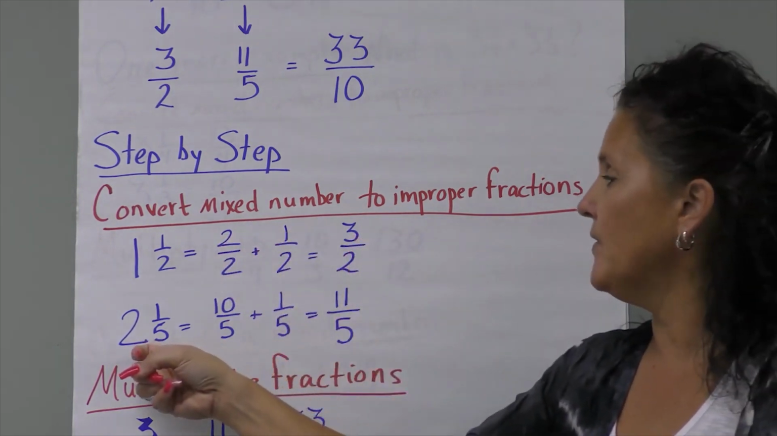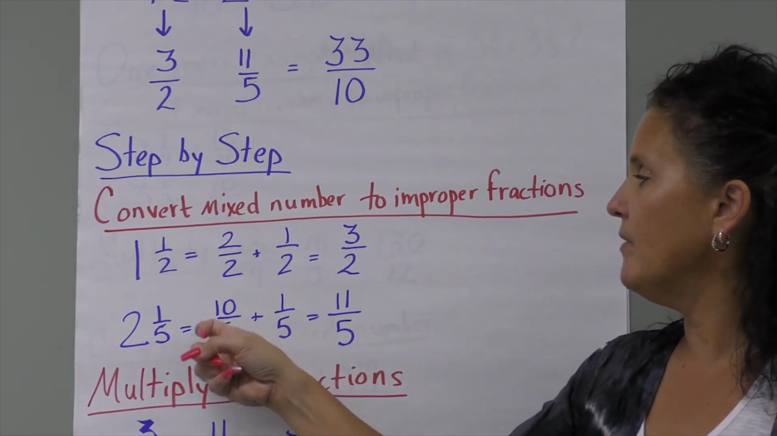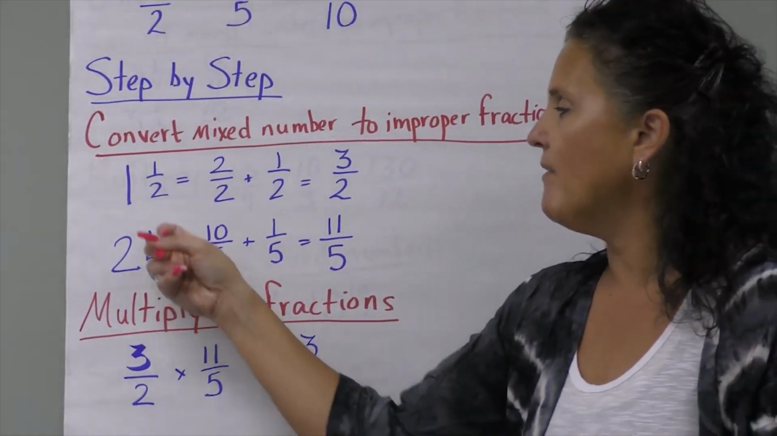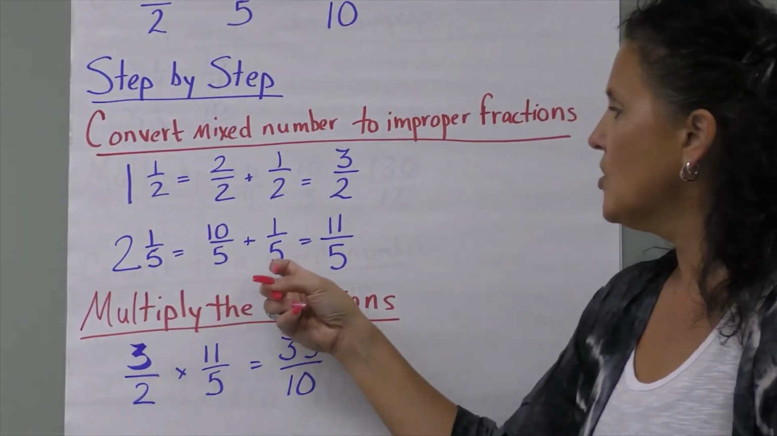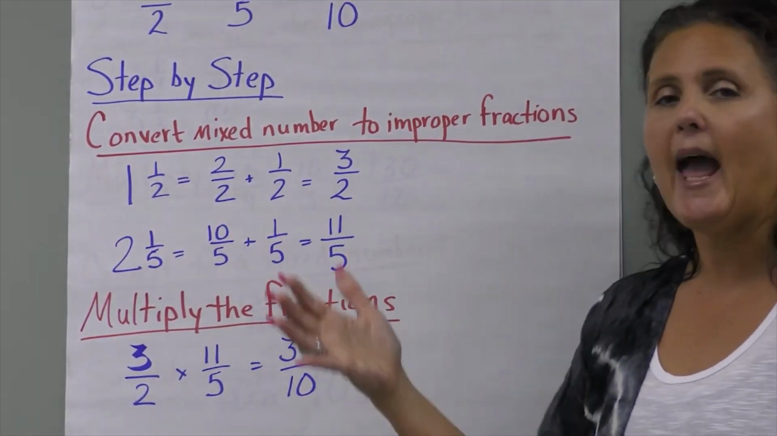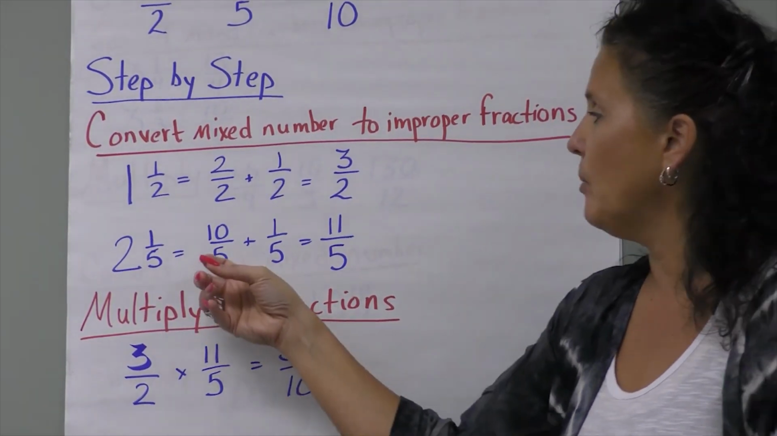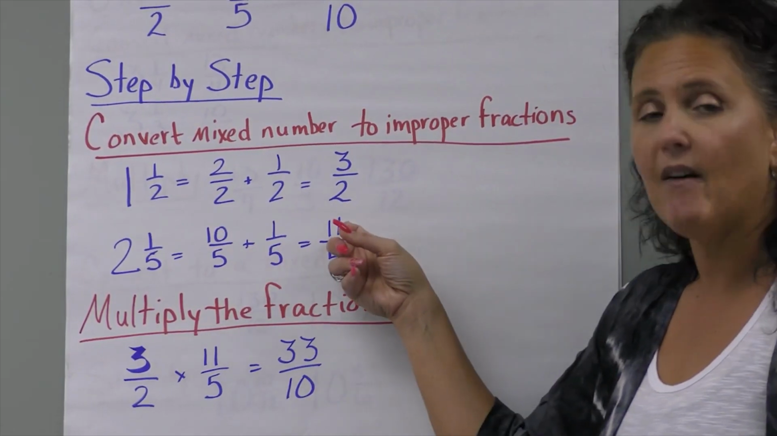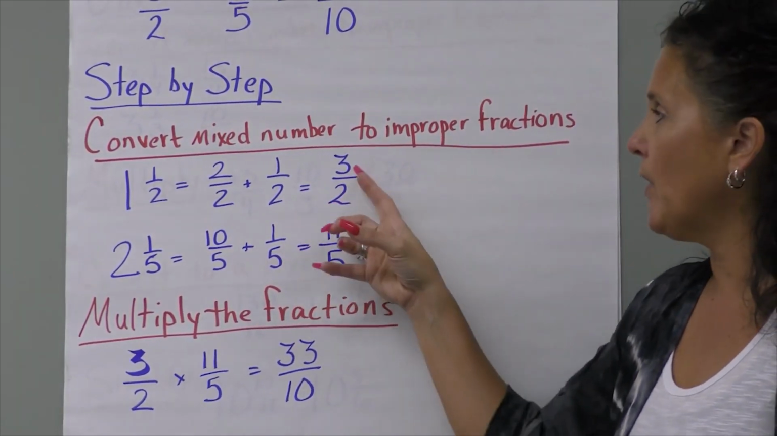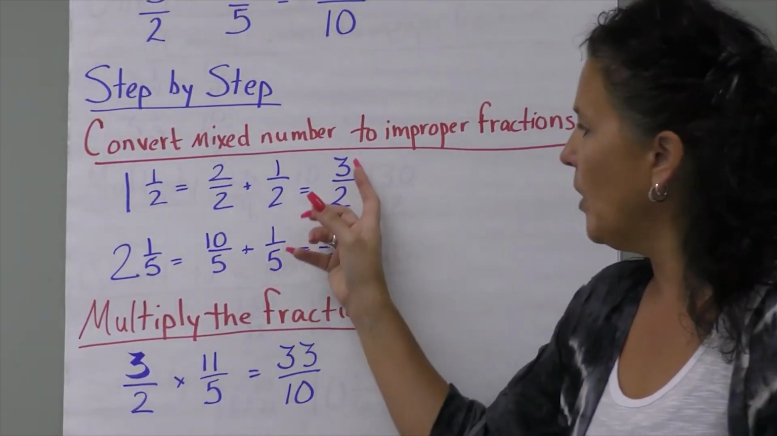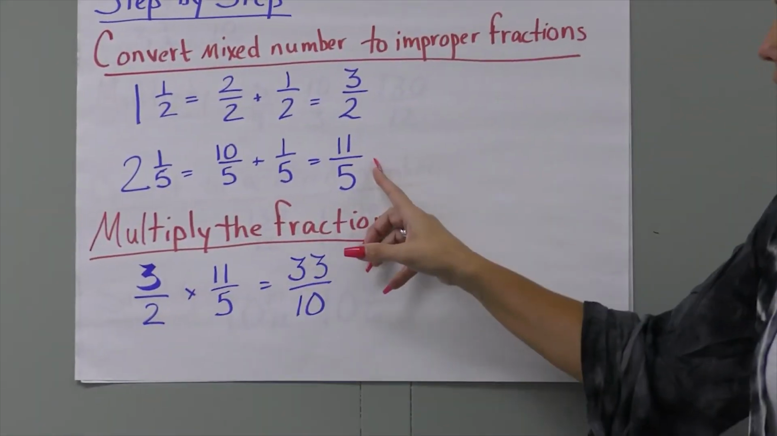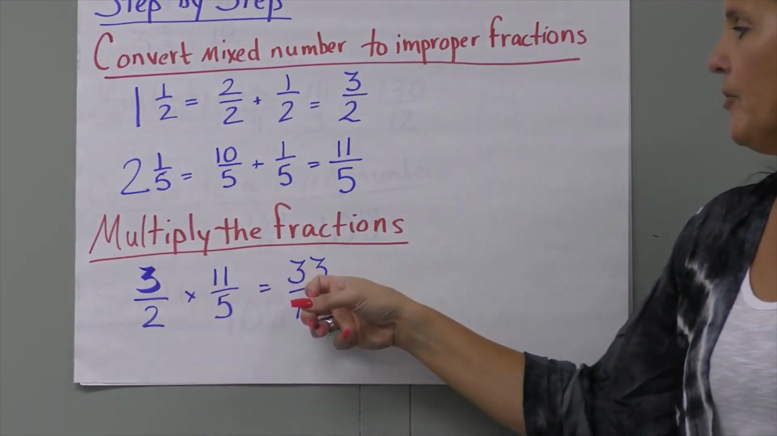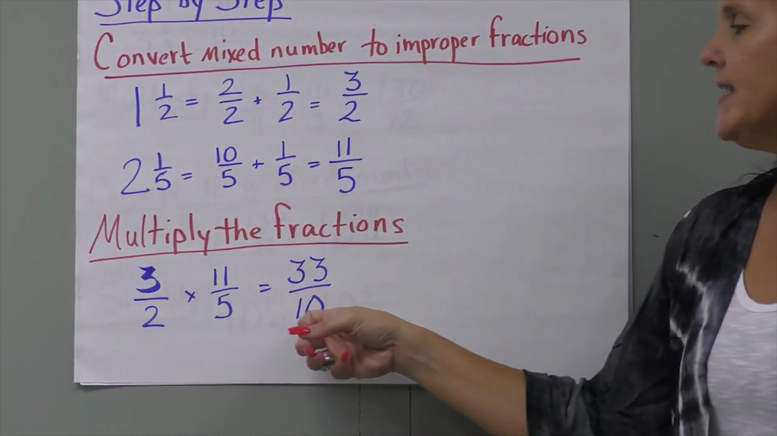Same thing for 2 1/5. If we want to get 2, 5 divided into 10 goes 2 times. So that's 2, that's our whole number. And we have this 1/5 left over. So here's our 1/5. So we're going to add them just like we would normally add fractions. We bring our 5 over for our denominator. 10 plus 1 is 11. Now we can multiply. We've got our 2 numbers we need to multiply. So we bring our 3/2 down here, our 11/5 over here. 3 times 11 is 33. 2 times 5 is 10.